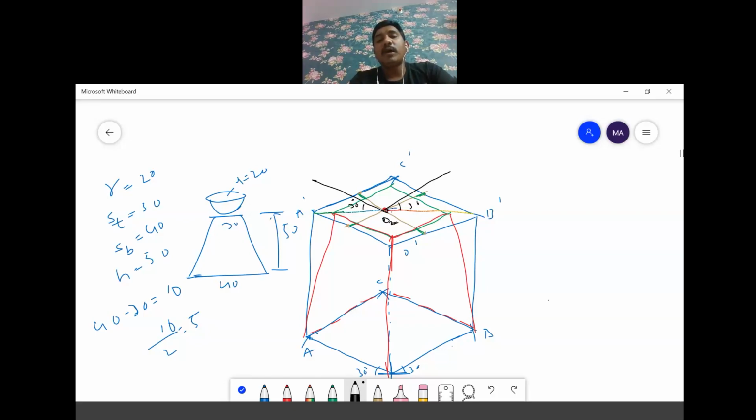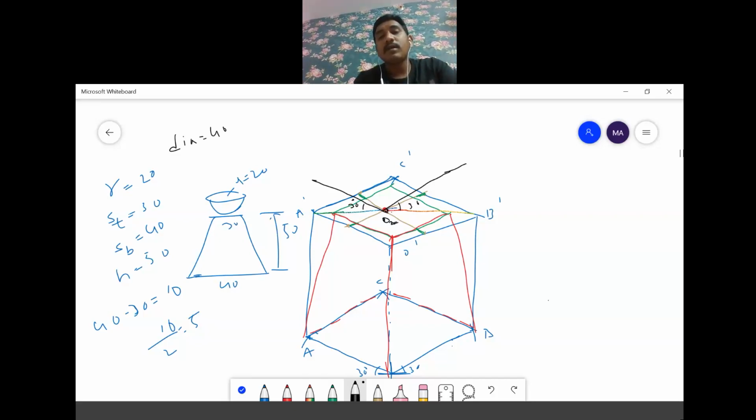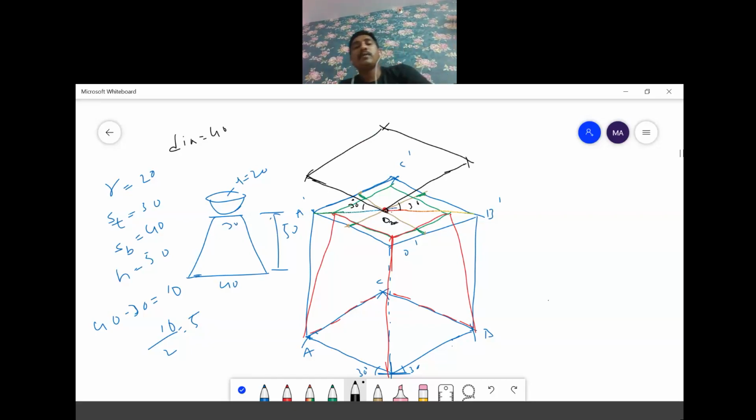From here I'm marking 30 degrees, and here he has given a radius of the hemisphere as 20 mm. Then what is the diameter? 40 mm. So I am cutting a side at 40 mm here, extending it up to 40 mm, from here and from here. It will form a square of 40 mm.